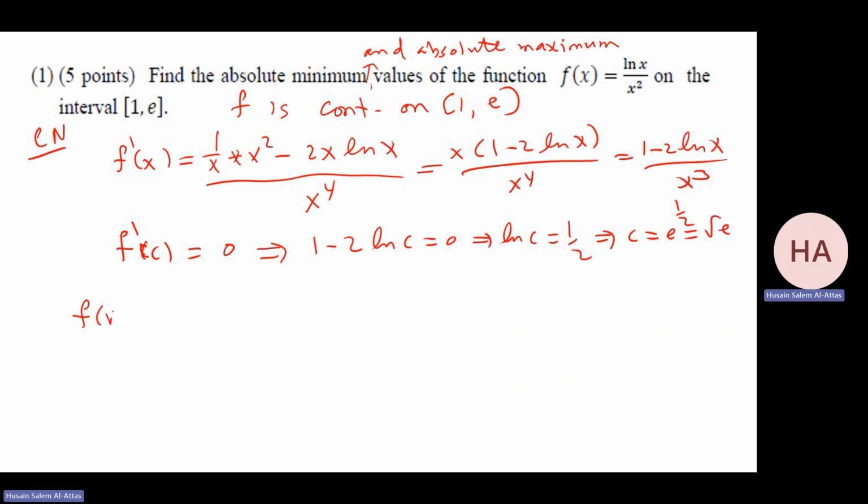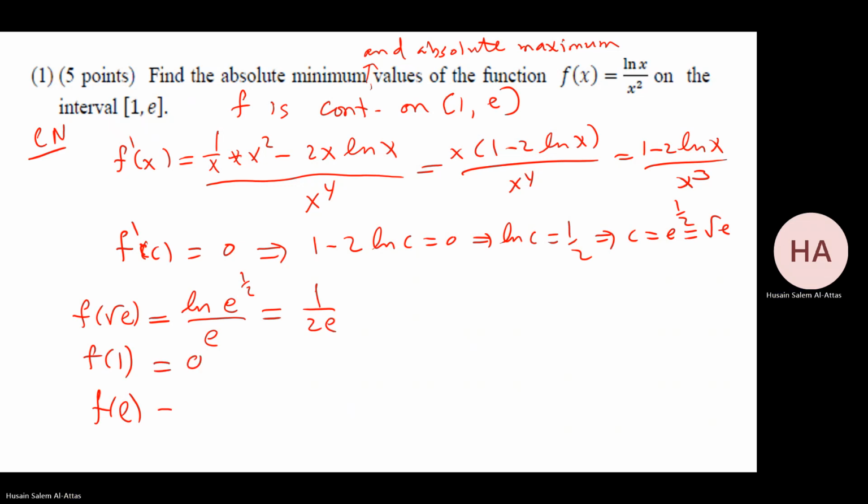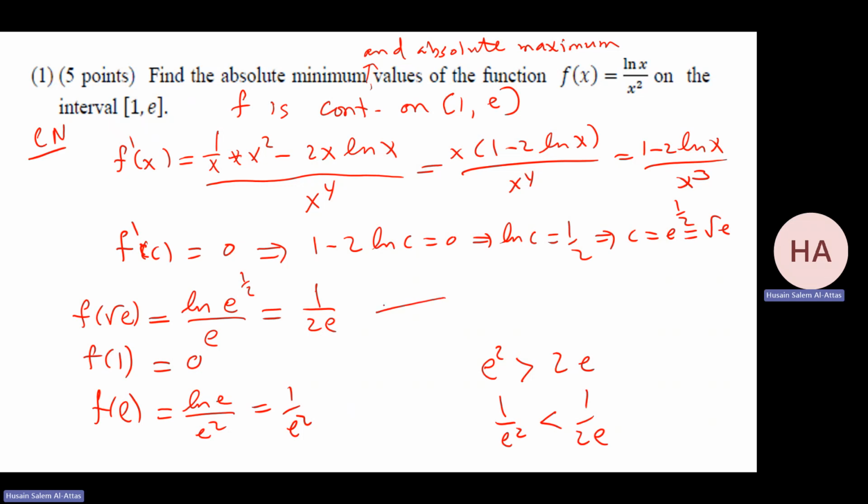So I need to check f of square root of e, f of 1, f of e. F of square root of e is what? Ln square root of e, which is one half, over e, which is 1 over 2e. F of 1, ln 1, 0 over 1, that is 0. F of e will be ln e over e squared, which is 1 over e squared. I know e squared is greater than 2e, so 1 over e squared is less than 1 over 2e. So this is absolute maximum, and this is absolute minimum, since all values are positive.